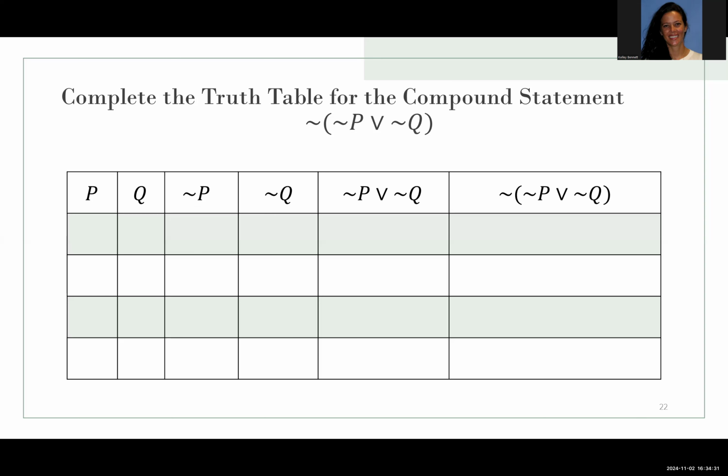The true false combos, we know how to set that up for when we have two propositions. So that's true, true, true, false, false, true, false, false. And now we can begin going through the process, moving left to right.